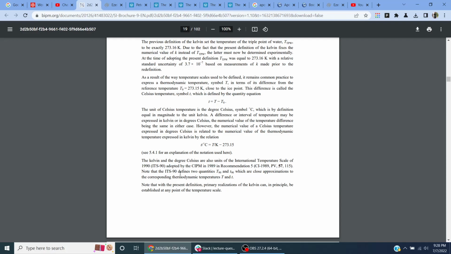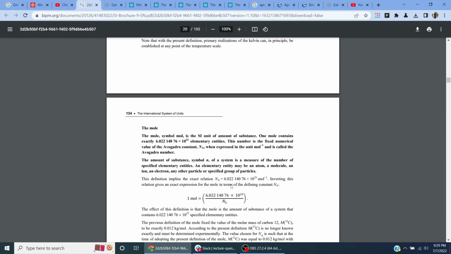Note that the ITS-90 defines two quantities, T sub 90 and little t sub 90, which are close approximations to the corresponding thermodynamic temperatures, big T and lower t. Note that with the present definition, primary realizations of the Kelvin can in principle be established at any point of the temperature scale.